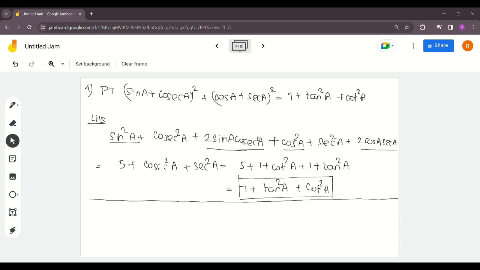Sin and cosec will get cancelled. Cos and sec will get cancelled. So this becomes 2, plus this becomes again 2, 4, plus sin square plus cos square is 1. So that becomes 5. The remaining terms are cosecant square A plus secant square A.